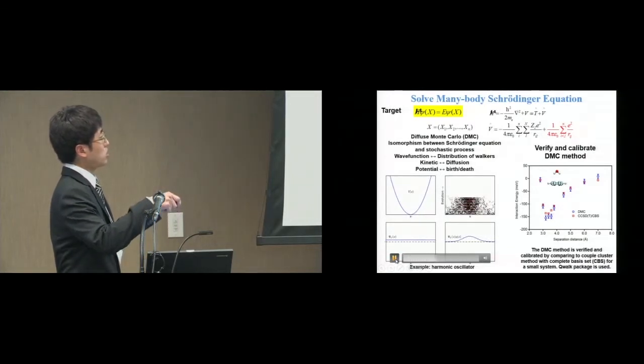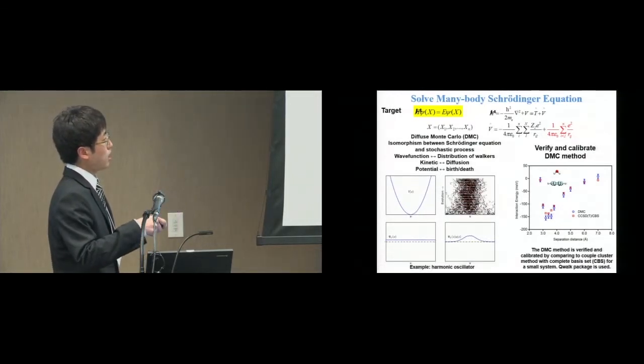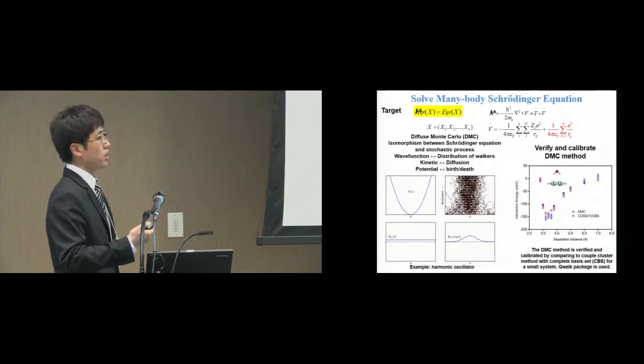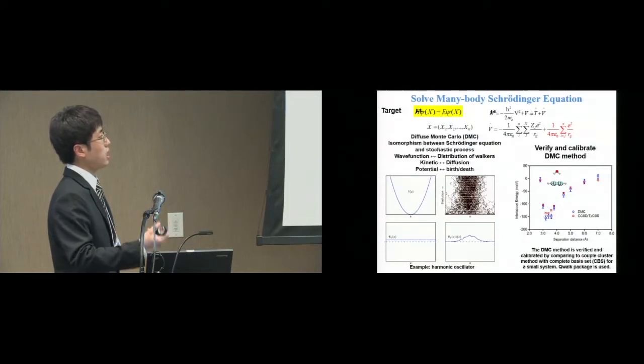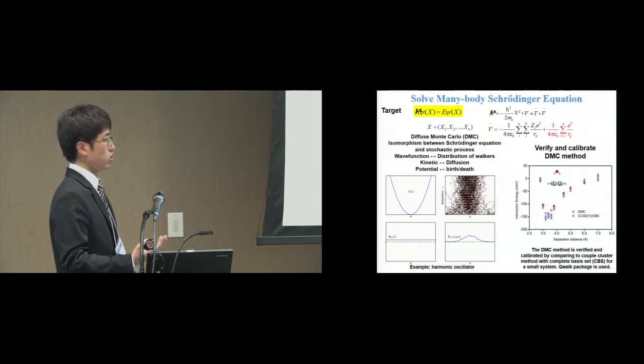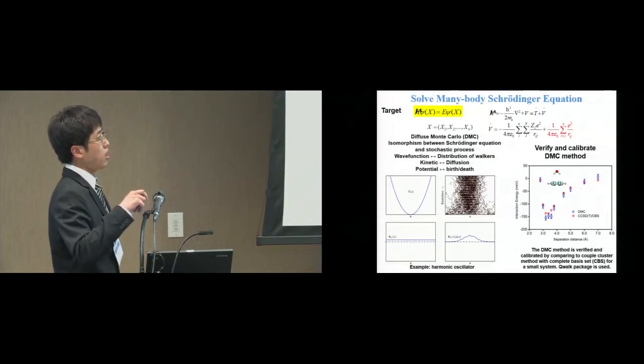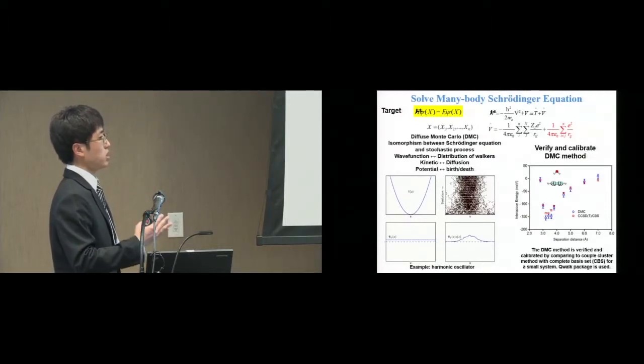You can pay attention to this one. What happens is that the workers which lie close to where the potential is high are killed, and the workers which lie where the potential is low give birth. So workers accumulate where the potential is low, and finally the equilibrated distribution will have a Gaussian shape, which we know is the ground state of this harmonic oscillator. That's a toy problem to show how this method works.